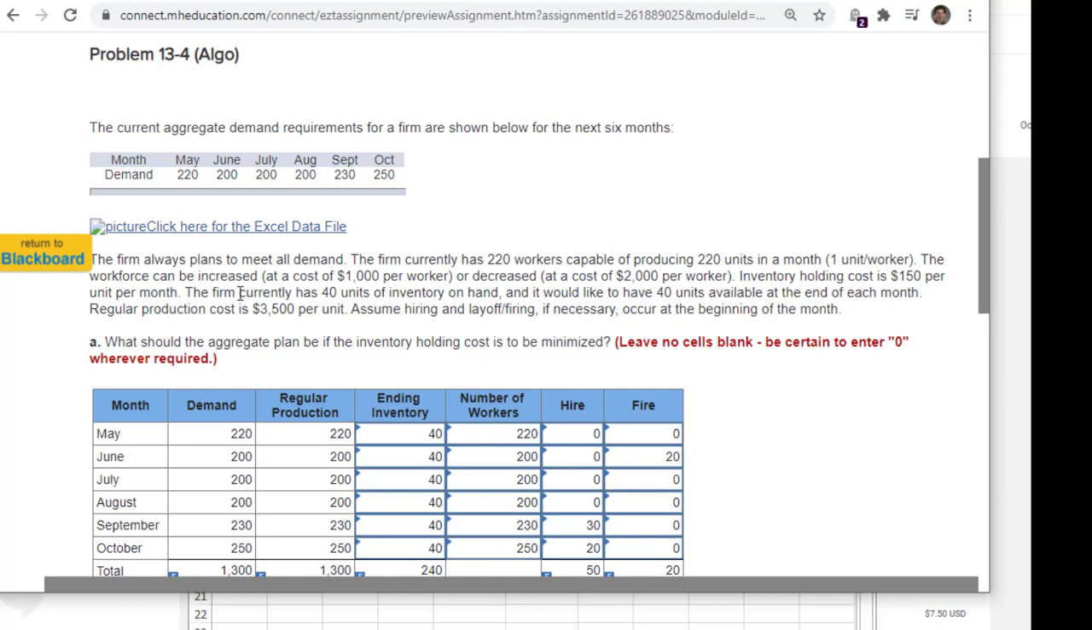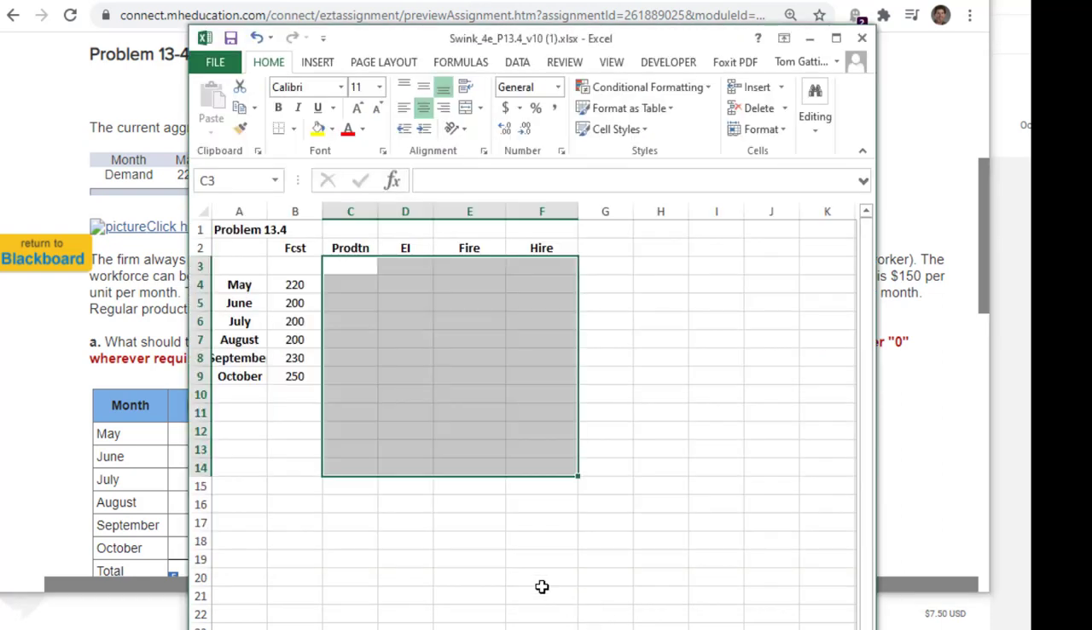Inventory holding costs. The firm currently has 40 units of inventory on hand. We'd like to have 40 units available at the end of each month. So inventory is never going to change. So if we're going to always meet demand, which was the very first thing it says here, and inventory is always going to be 40, then we're going to have to follow a pure chase strategy. So let's figure out what this plan is going to look like, and then we'll figure out at least the hiring and firing costs associated with the plan.